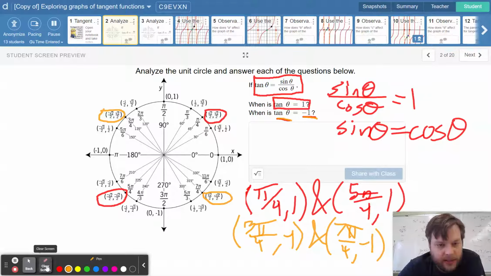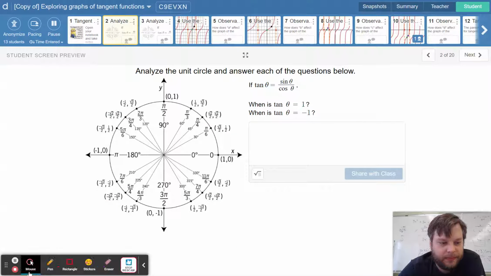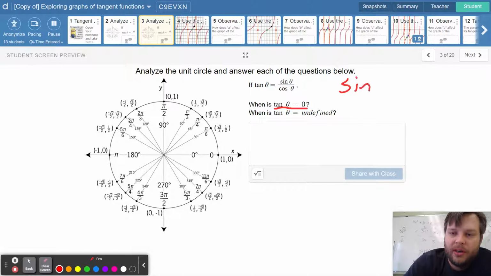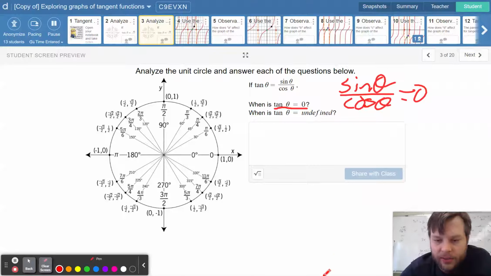The next slide is the really fun part. Fractions are a little bit trickier because there are certain numbers you cannot divide by. You can't divide by the number 0. Let's start with the first question though. When is tangent equal to 0? Well, when is tangent equal to 0? Remember, tangent is sine divided by cosine. So you can think about this a couple different ways. One way is, how do you get a fraction equal to 0? Let's pause just for a second.